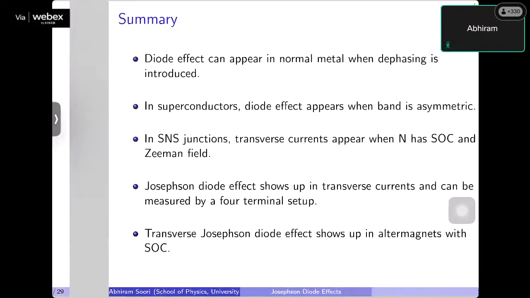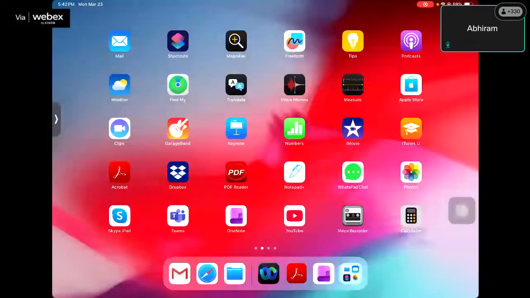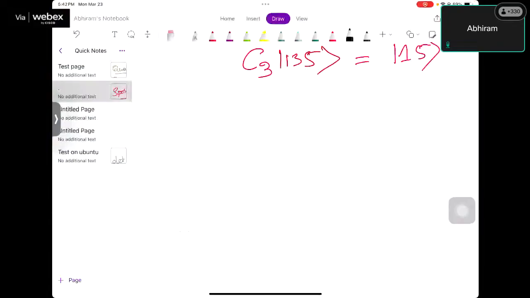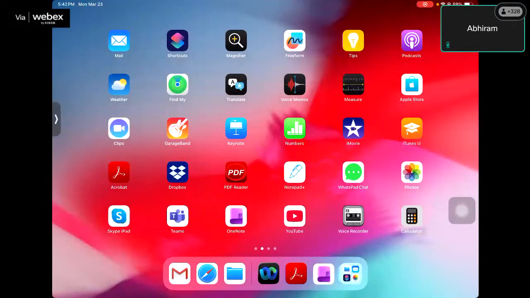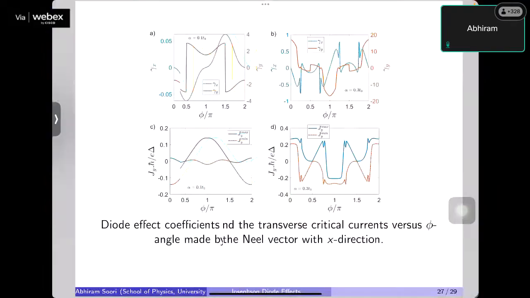So let me go to the question that is posed in the chat box. In the absence of an external magnetic field and with zero magnetization, what is the physical mechanism that leads to spin splitting in altermagnets? Please explain. Okay, let me explain what this spin splitting is.